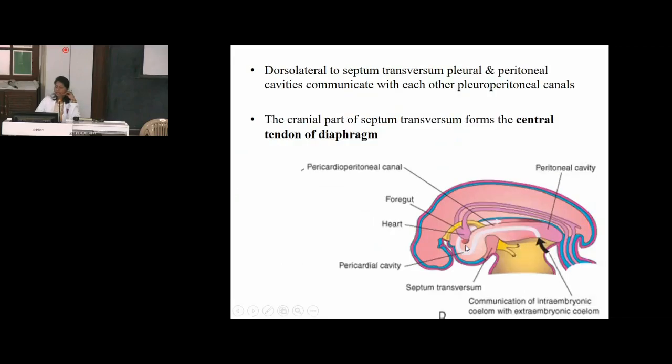Now what happens? Dorsolateral to the septum transversum, we have seen the pleural and peritoneal cavities communicating with each other through the pleuroperitoneal canals. That is the relation of the septum transversum towards the dorsolateral side. While the cranial part of the septum transversum forms which major part of the diaphragm? That is the central tendon of the diaphragm, right? So this is forming towards the ventral side and in the center.